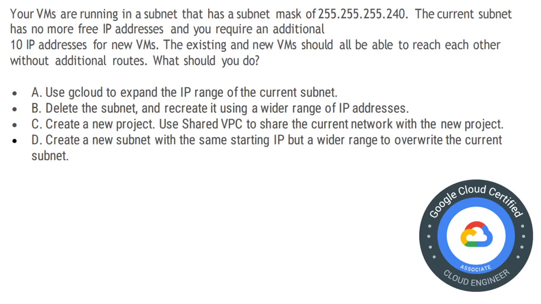Next question is, your virtual machines are running in a subnet that has a subnet mask of 255.255.255.240. The current subnet has no more free IP addresses and you require an additional 10 IP addresses for the new VMs. The existing and new VMs should all be able to reach each other without additional routes. What should you do? The answer for this question is option A, that is, use gcloud to expand the IP range of the current subnet.